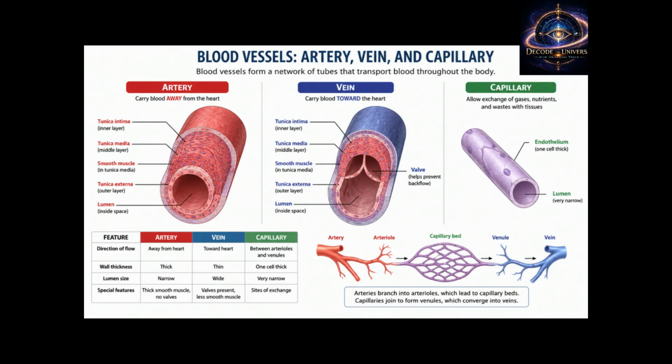21. Blood vessels. Blood vessels include arteries, veins and capillaries. Arteries carry blood away from heart. Veins carry blood toward heart. Capillaries allow exchange of materials between blood and tissues. Blood vessels have 3 layers: tunica intima, tunica media, tunica externa. Veins have thinner tunica media than arteries.